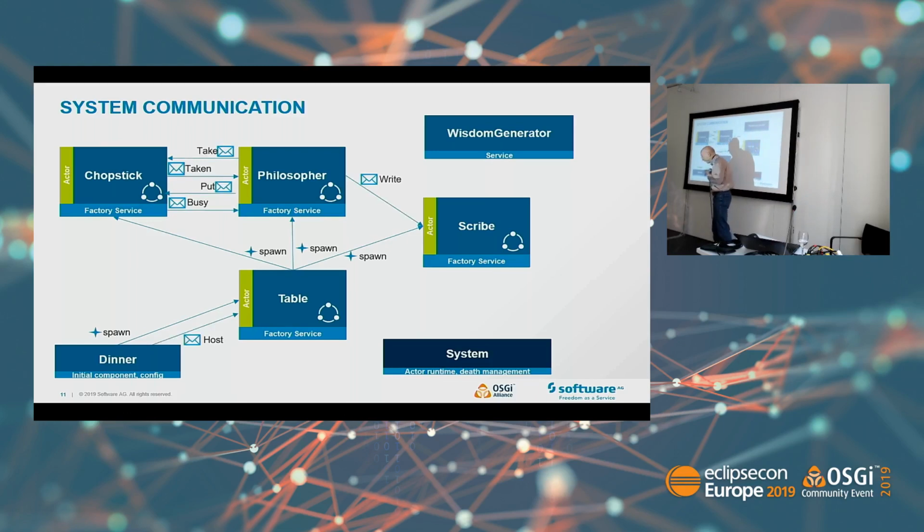So the dinner component sends a message to the table actor that's created. This is a non-actor component, but it can talk to actors. First of all, it can spawn the actor and get its address, and it can send it messages. So it sends it the message: please host a dinner. Then the table actor knows, okay, now I should spawn these other actors, and they will start doing their thing. And here you can see a more complex exchange between these actors.